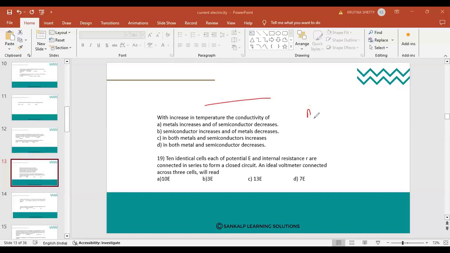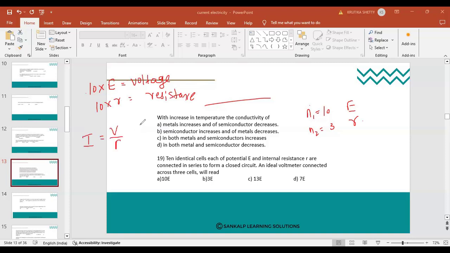From Ohm's law, the total voltage across the 10 cells is 10 into E. Similarly, the total resistance will be 10 into R. Therefore the current is equal to V by R, which becomes 10E divided by 10R, so it is E divided by R.